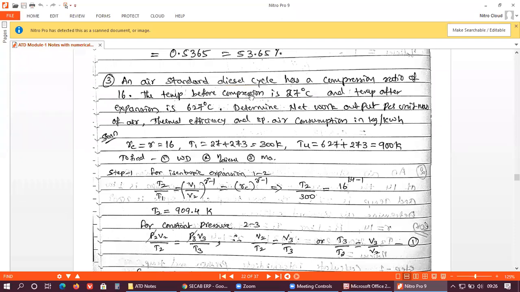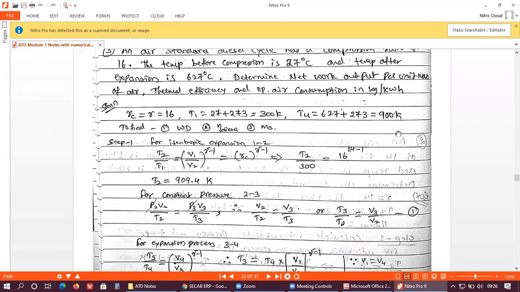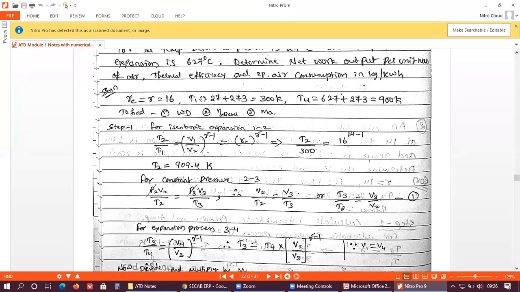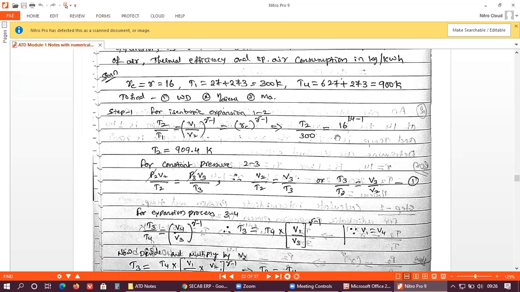So the temperature after expansion is 627. Determine the net work output per unit mass of air. Then calculate the thermal efficiency and the specific air consumption in kilograms per kilowatt hour. So we'll go with this. First we need to calculate the work done, then the efficiency of the diesel cycle, then the mass of the air. Specific air consumption is nothing but the mass of the air.